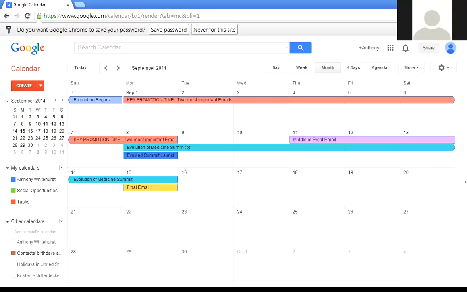Towards the middle of the event, you want to send out another email. It could be a day where the people who are speaking on that day, or the people who are speaking on the next day, are a group or talking about topics that your audience would be engaged with. That's something you can look into by looking at the schedule of speakers, and you can plan it out. And then the final email that you send out would be on the last day of the summit.